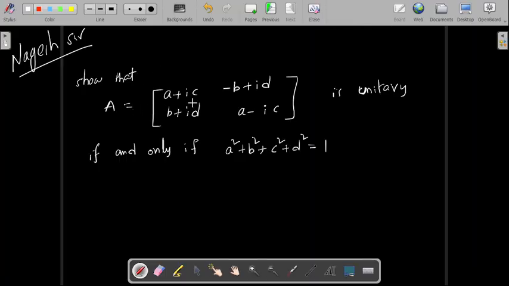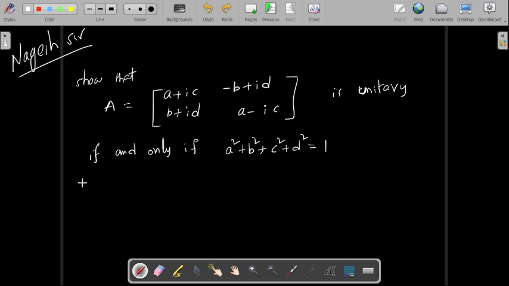Show that A equal to [[A plus iC, minus B plus iD], [B plus iD, A minus iC]] is a unitary matrix if and only if this a square plus b square plus c square plus d square value will be 1. When this value will be 1, this matrix A will be unitary, that we have to show.